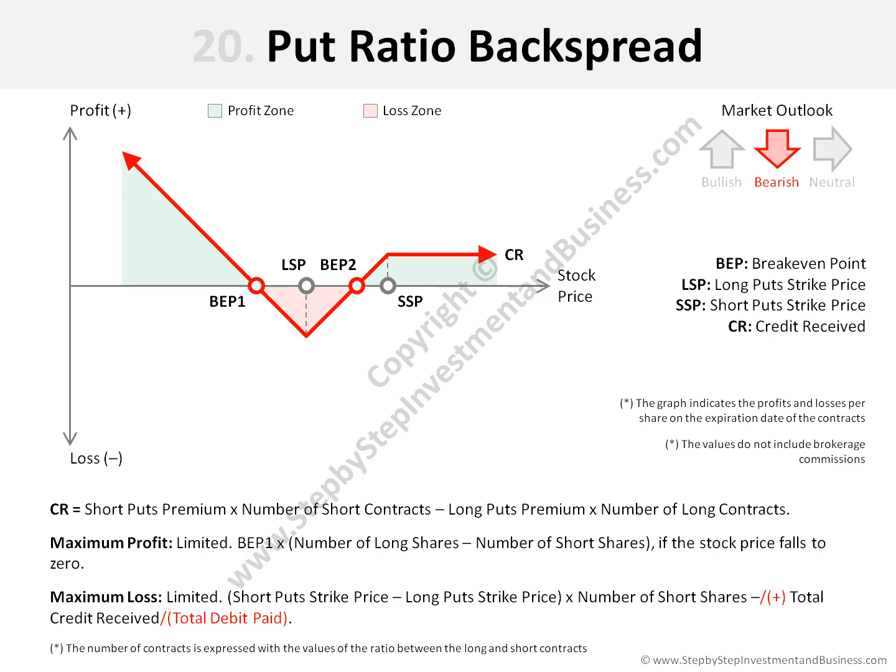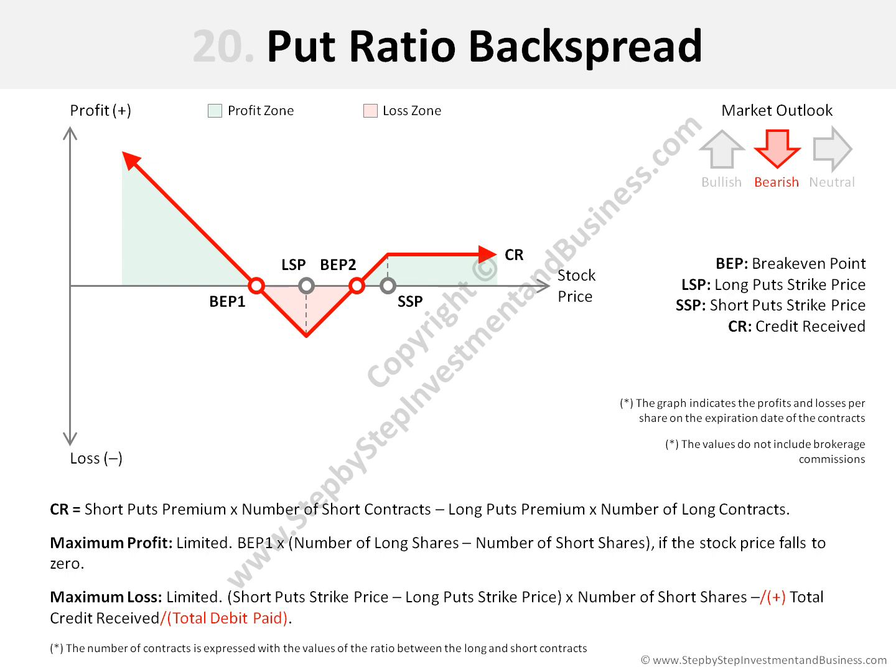The maximum profit on this strategy is limited. The most we can make is equal to break-even point 1 multiplied by the number of long shares minus the number of short shares. This occurs if the stock price falls to 0.